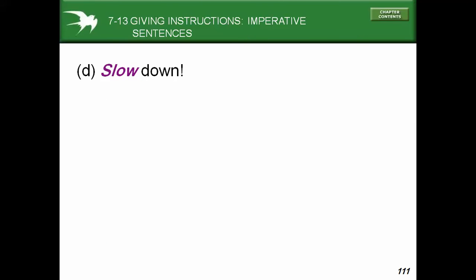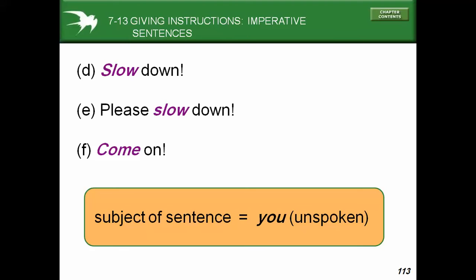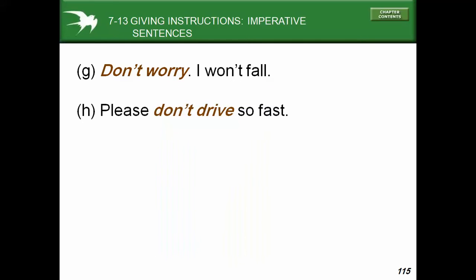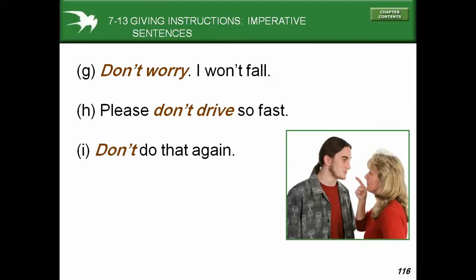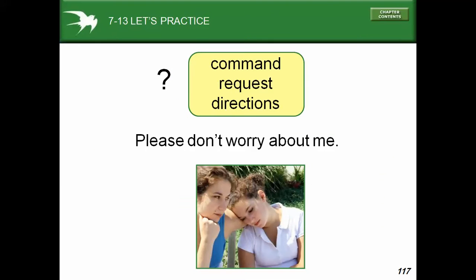Okay, slow down. Please slow down. Come on, slow down. Please slow down. Come on. The subject of the sentence is you, unspoken. Don't worry. I won't fall. Please don't drive so fast. Don't do that again. Don't plus the simple form of the verb. Command, request, and direction. Please don't worry about me. This is a request.